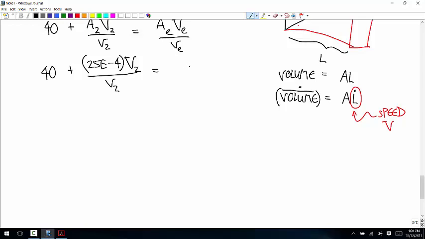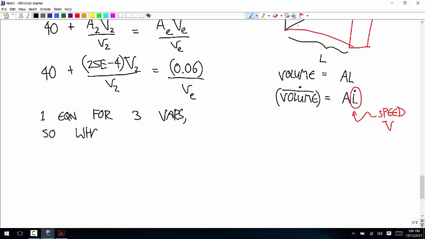So this is 0.06 divided by the specific volume at the exit. That's one equation for 3 variables. So now what can we find from tables?